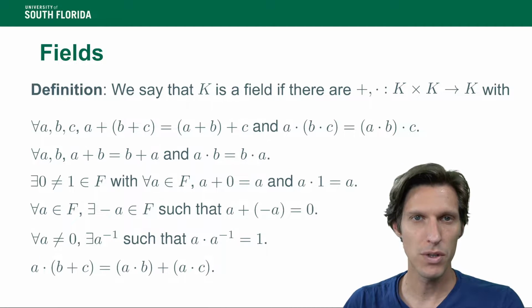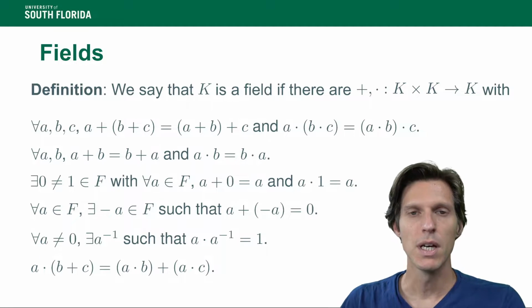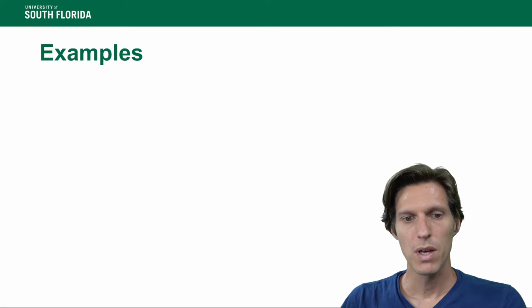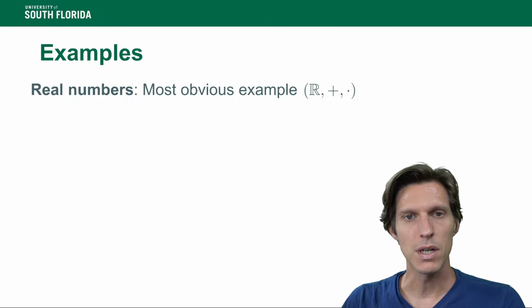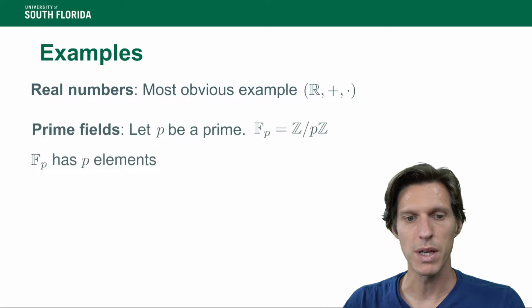And very importantly, there is distributivity of the multiplication over the addition. One of the most famous examples, of course, is the real numbers equipped with the traditional addition and multiplication.